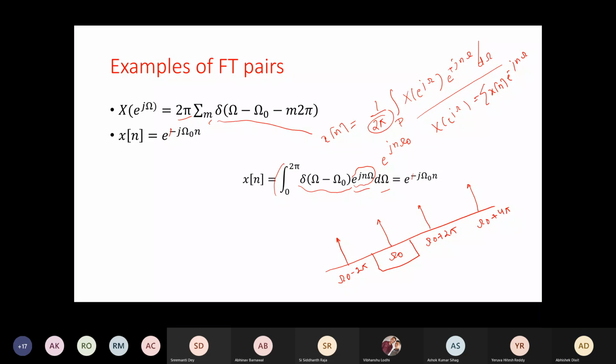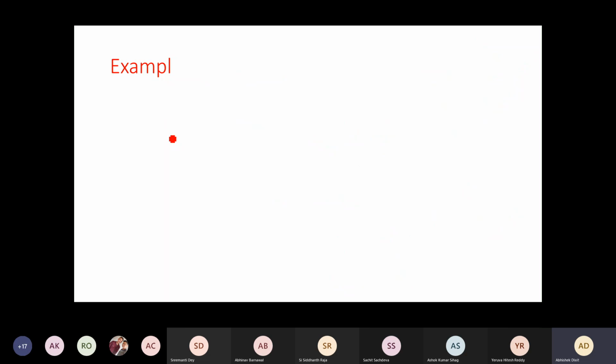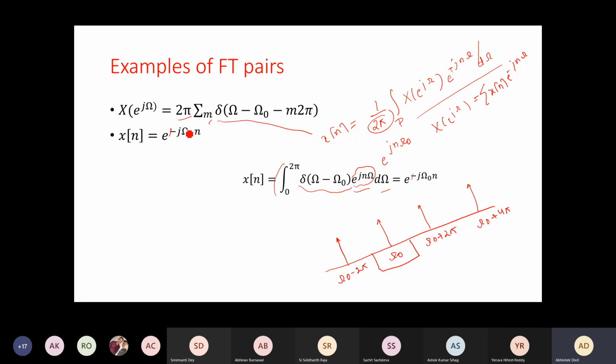Why did only the delta omega minus omega naught term come? Like there would be one term only, but why only omega minus omega naught in the integral? You can take any term. Okay. Yes, I got it. Thank you. Yes, because of 2 pi n, that is 1. It doesn't matter. So please fix this. There is e to the power plus j omega naught n, and here also. Do you understand?